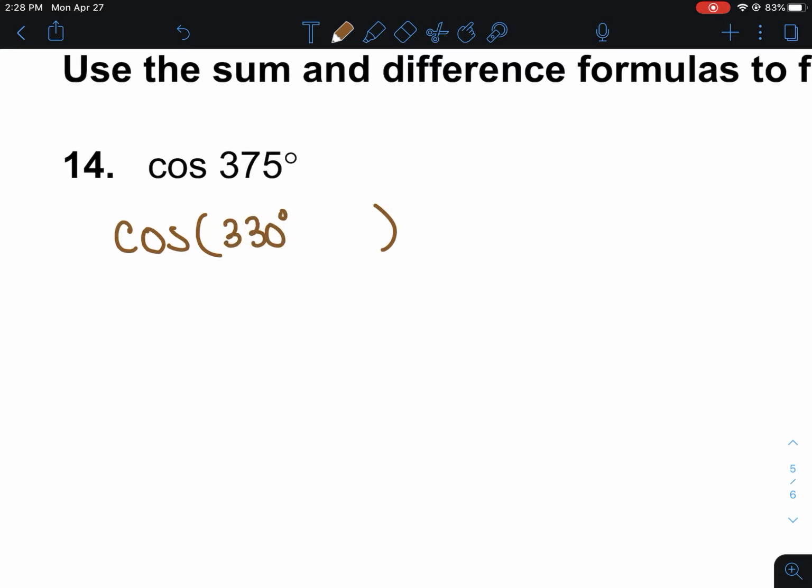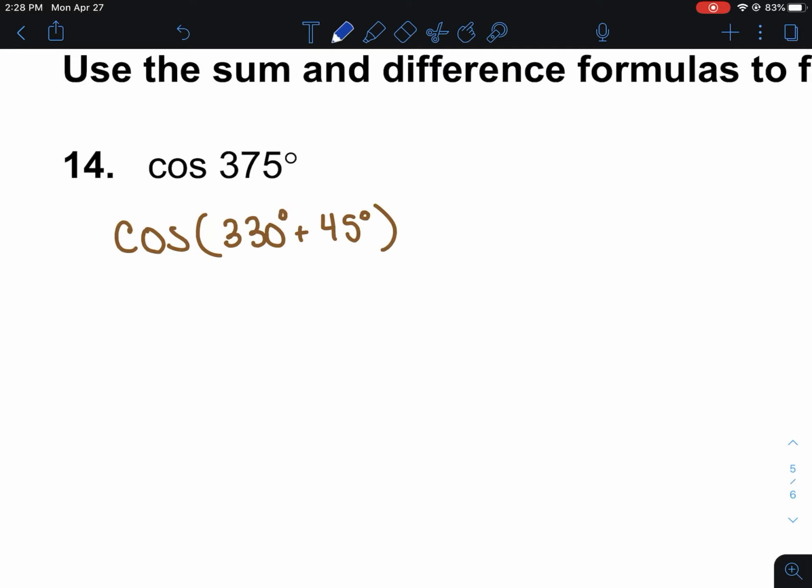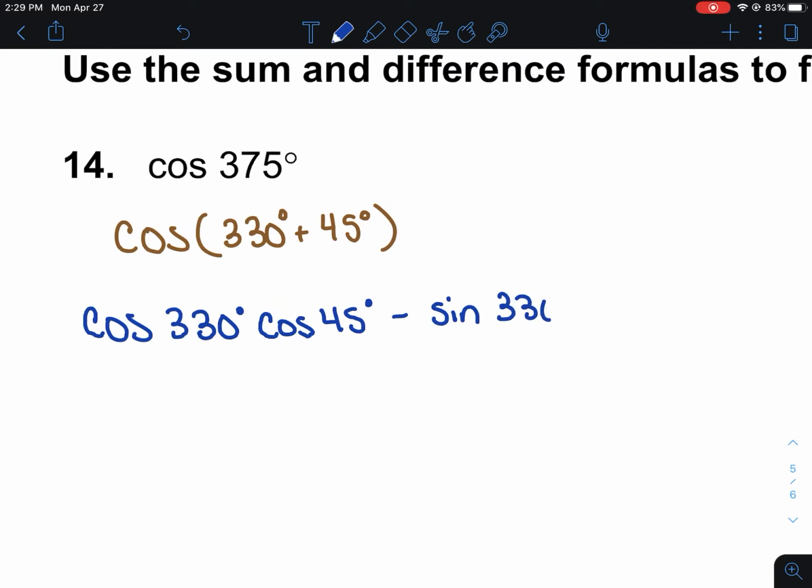One example would be 330 degrees and 45 degrees. 330 and 45 degrees are both on the unit circle. Added together gives you 375. So now if we use our sum and difference formula, cosine of a plus b is going to be cosine of 330, cosine of 45. So we do cosine of both, we switch the sign, and then we do sine of both.